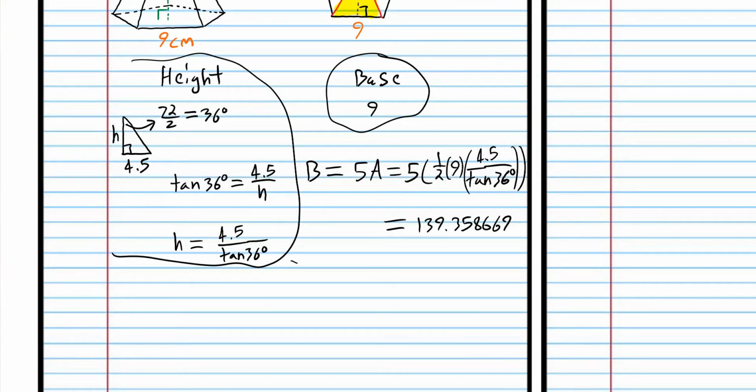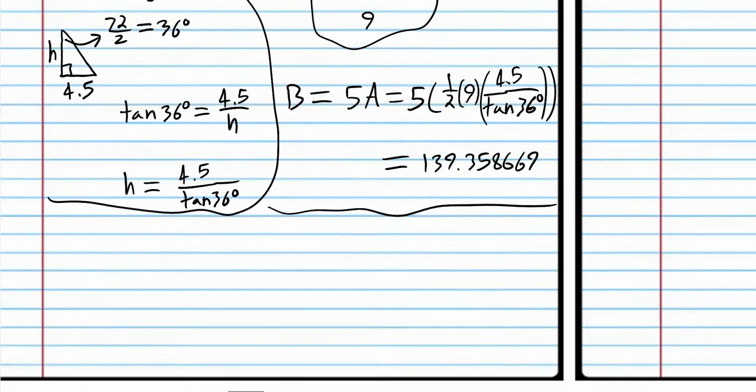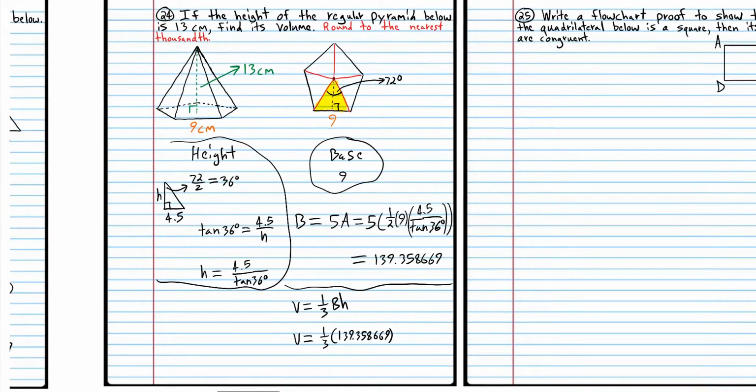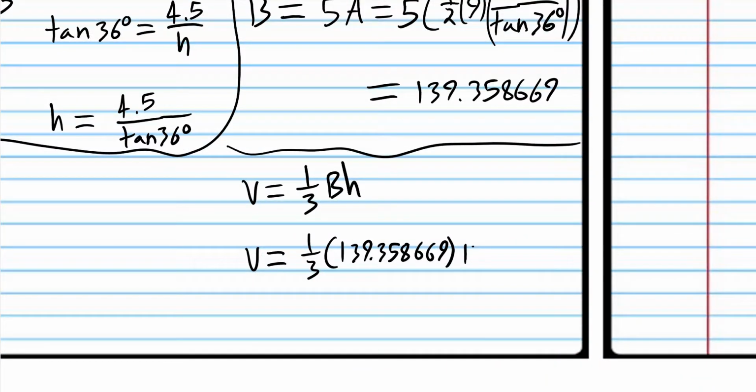So now the final part of the problem is to find the total volume. So volume is equal to 1/3 times capital B times H. We know that capital B is 139.358669, and I'm going to keep that in my calculator. And the height we were given in the very beginning of the problem, that's 13 centimeters, the green. So I'm going to multiply that number by 13, equals, and then divided by 3 equals.